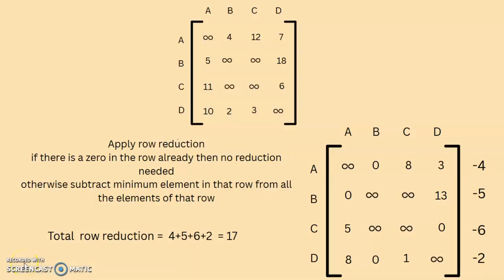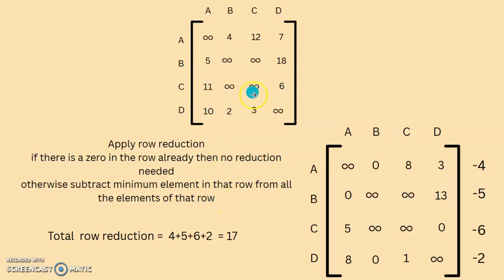Now you take the adjacency matrix of the given graph as a reference matrix and apply row reduction. What is meant by row reduction? If there is a 0 in the row already, then no reduction is required. Otherwise, subtract the minimum element in that row from all the elements of that row.